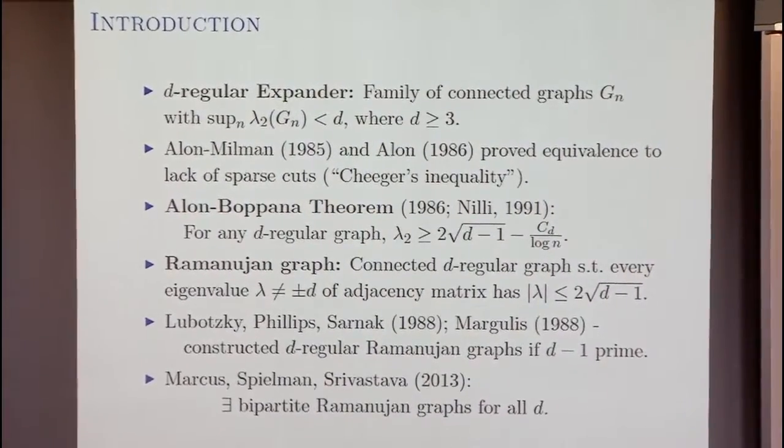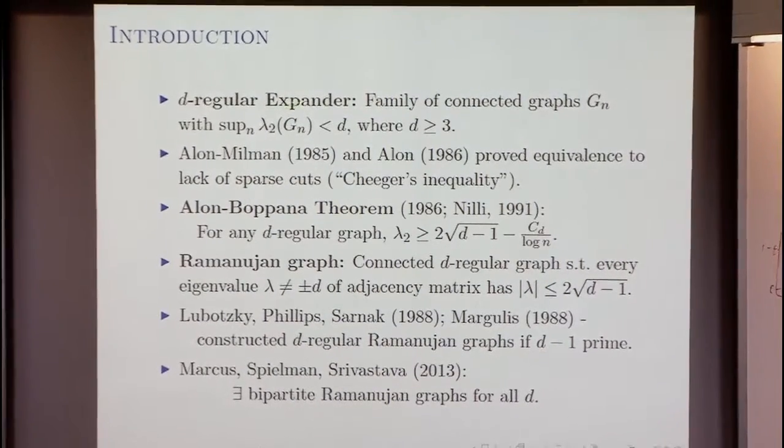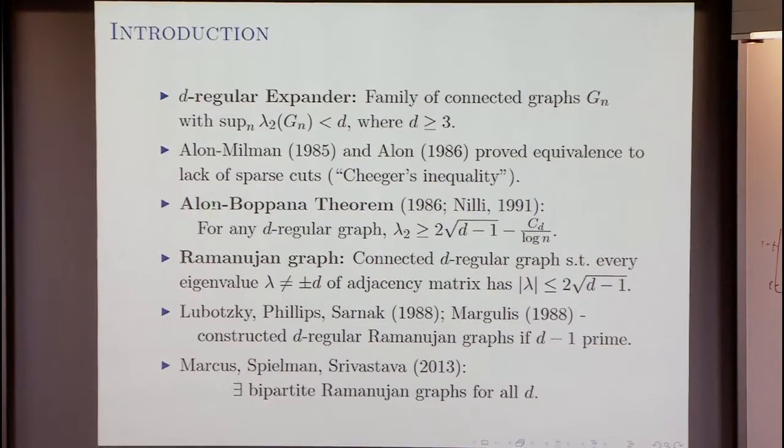I already told you what a d-regular expander is, and an important starting point here is the Alon-Boppana theorem. It says that if we are now looking not at the eigenvalues of the walk, but the eigenvalues of the adjacency matrix, so this is a different scaling, we don't divide by d, then the largest eigenvalue is d, and the second eigenvalue of this adjacency matrix is always at least 2 root d minus 1, minus an error that goes to 0.